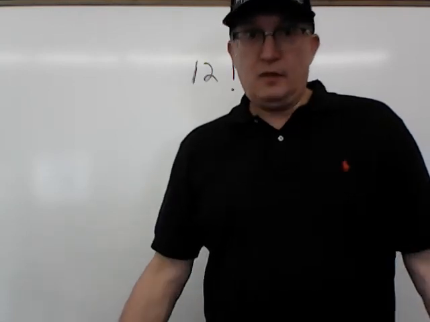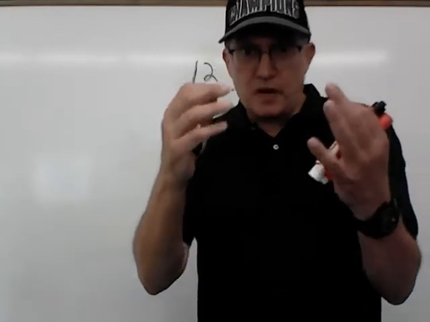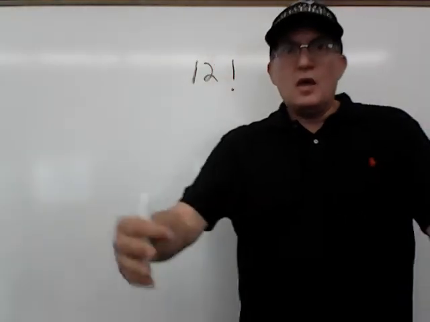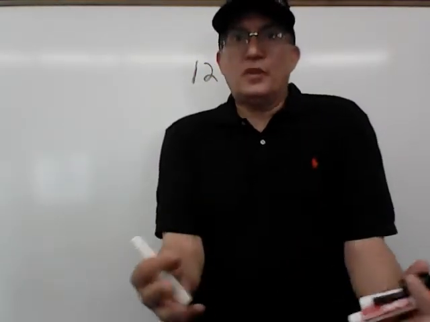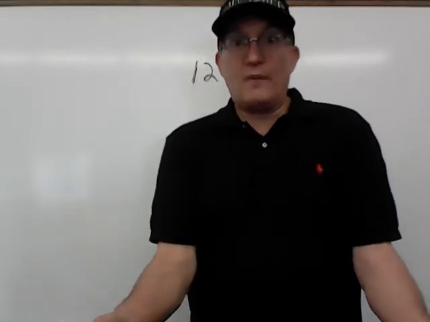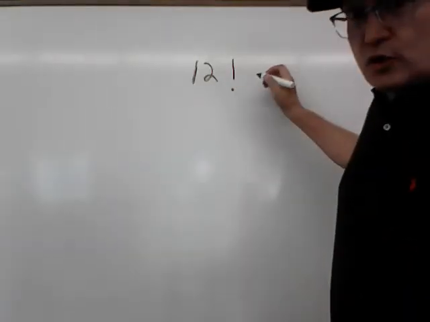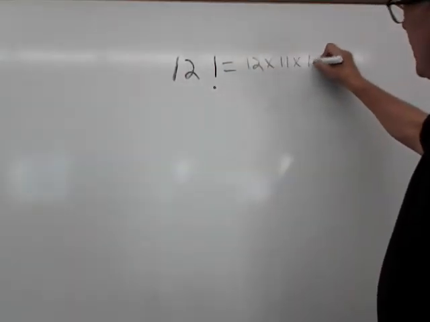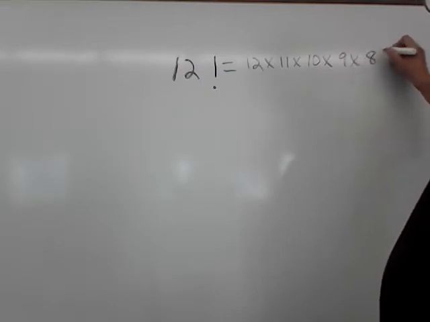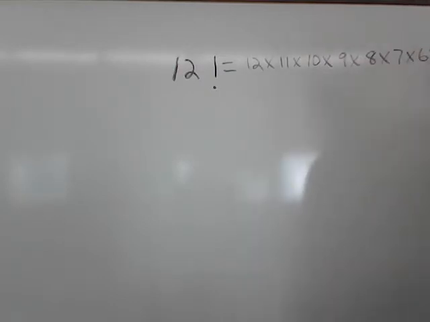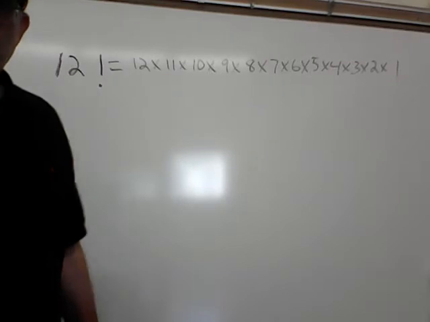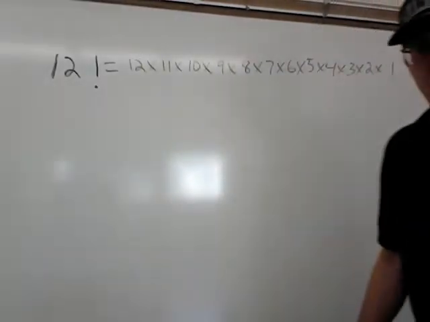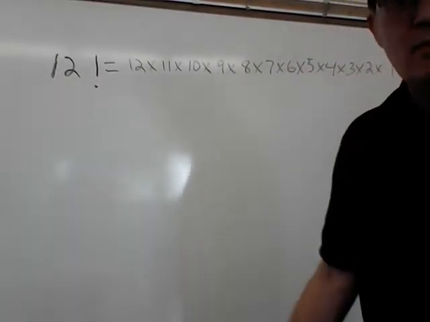It's very easy, and this is part of my message about the symbolism of math. Once you are told what the symbols mean and you work with them a little bit, they're quite obvious and easy to work. 12 factorial means 12 times 11 times 10 times 9 times 8 times 7 times 6 times 5 times 4 times 3 times 2 times 1. Okay? Now that's a pretty big number. I'm not going to try to calculate what that number is.